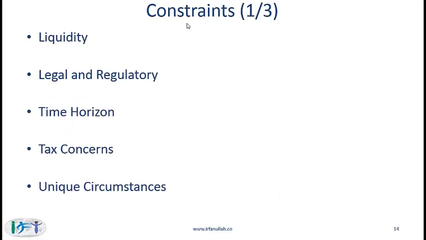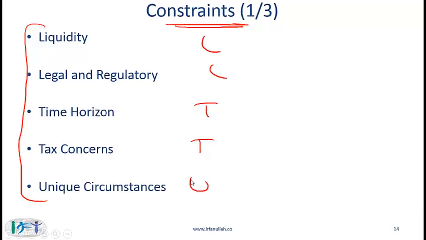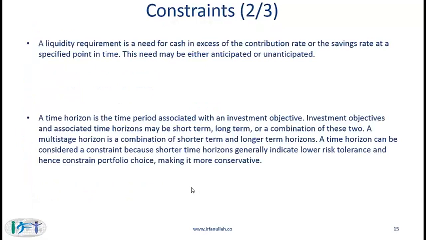Coming now to constraints, and the first thing is to remember these 5 standard constraints that need to go into your IPS. And the way I remember this is saying LLTTU. So liquidity, legal and regulatory, time horizon, tax concerns, and unique circumstances. Let's talk about these in a little more detail. The first 2 are the most important and most testable, liquidity requirements and time horizon.